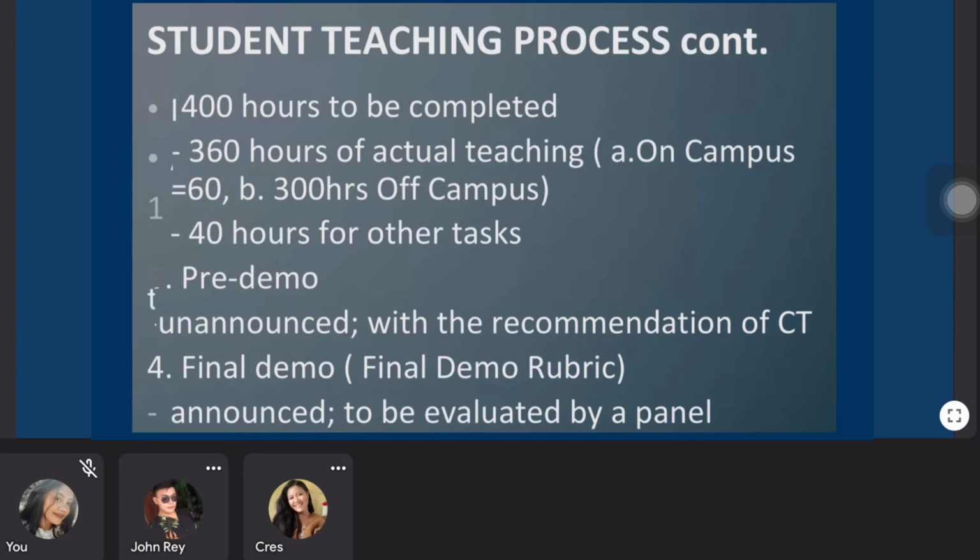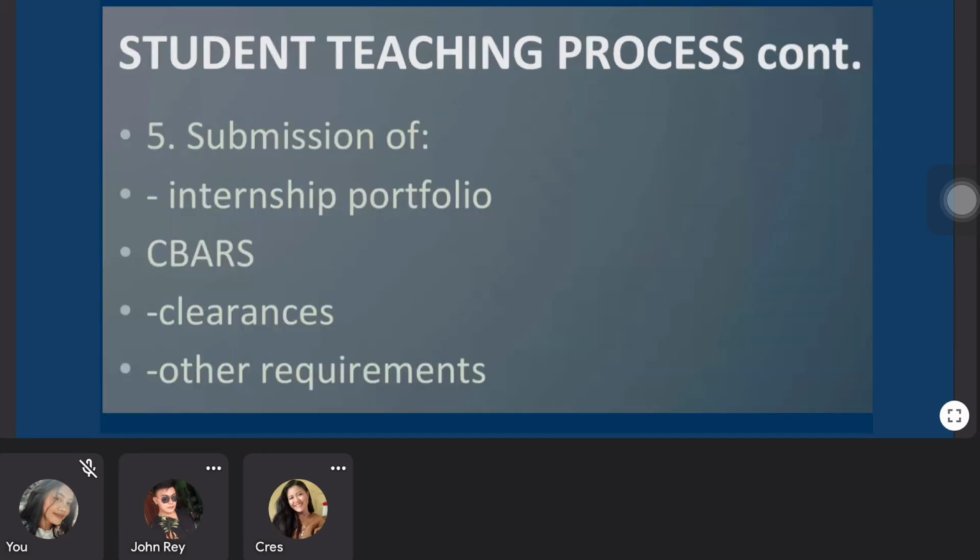And then we have the final demo, announced ni siya to be evaluated by a panel. So final demo, this is the heavy part in the process of student teaching. So we are going to bring a final demo rubric, and we are going to be evaluated by a panel. Okay, student teaching process continue. We have submission of internship portfolio, our C-bars, clearances, and other requirements.